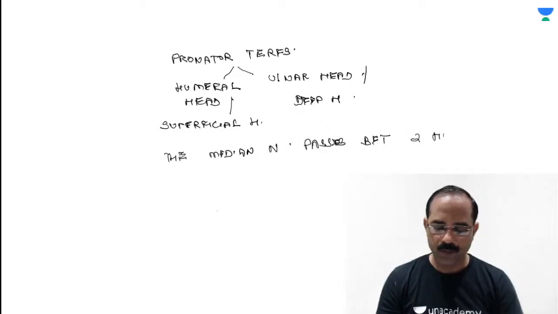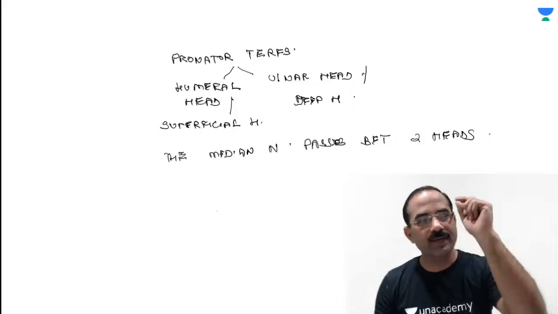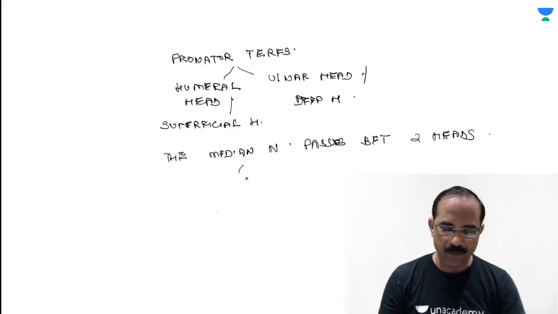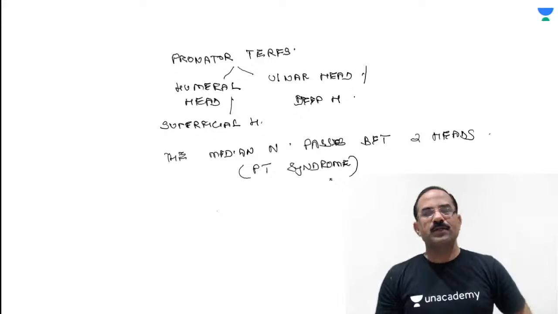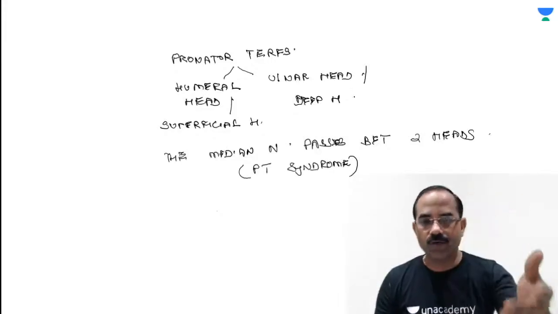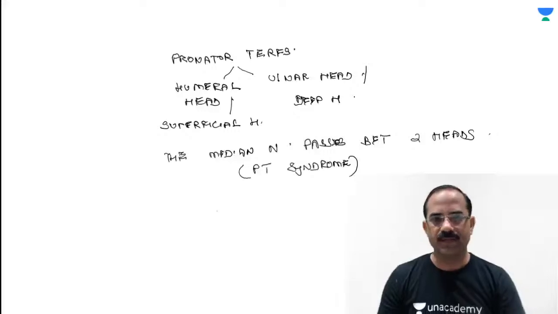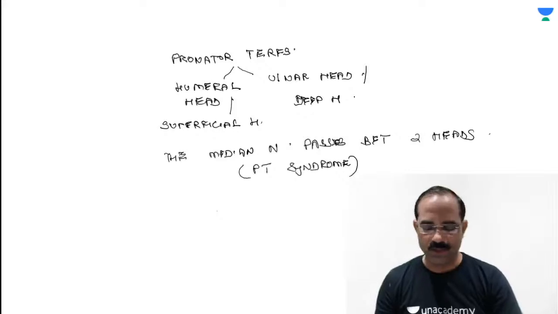Between the two heads. Just remember this. The medial nerve can get compressed between the two heads. This is what we call Pronator Teres syndrome. So what is Pronator Teres syndrome? It is the compression of the median nerve between the two heads of Pronator Teres. Compression of the median nerve between the two heads of Pronator Teres is known as Pronator Teres syndrome.